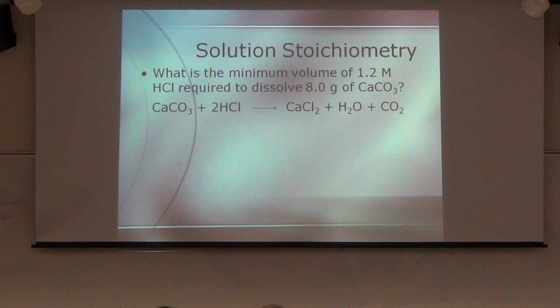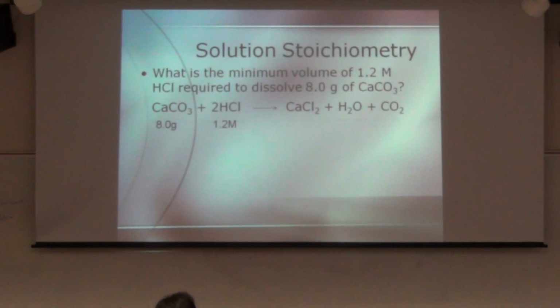First thing you're going to want to do is jot down the balanced chemical equation. Well, you don't have to do that because I've already done that for you. But the next thing I would do is write down what's given: 1.2 molar HCl, 8 grams of calcium carbonate. That's going to help us figure out what our path is to get from where we are with this stuff to what volume of HCl we need.